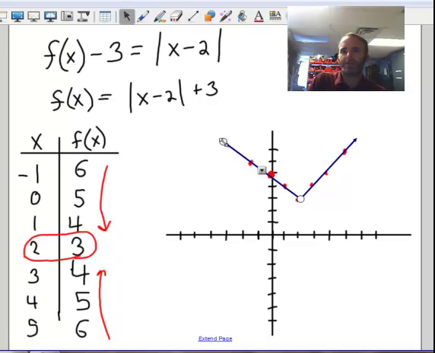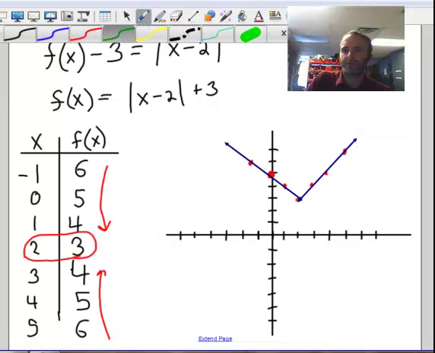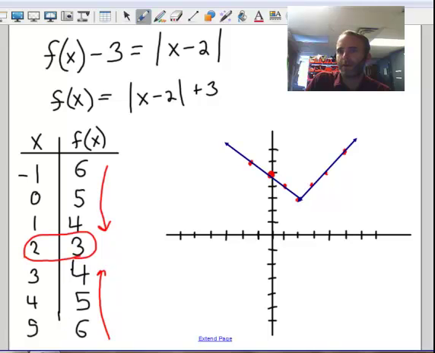So I have this V, and it goes on forever to the left, and it goes on forever to the right. So I could say that my domain is all reals. Let's write that because that's a good review. My domain is all reals, because it goes forever to the right and forever to the left.